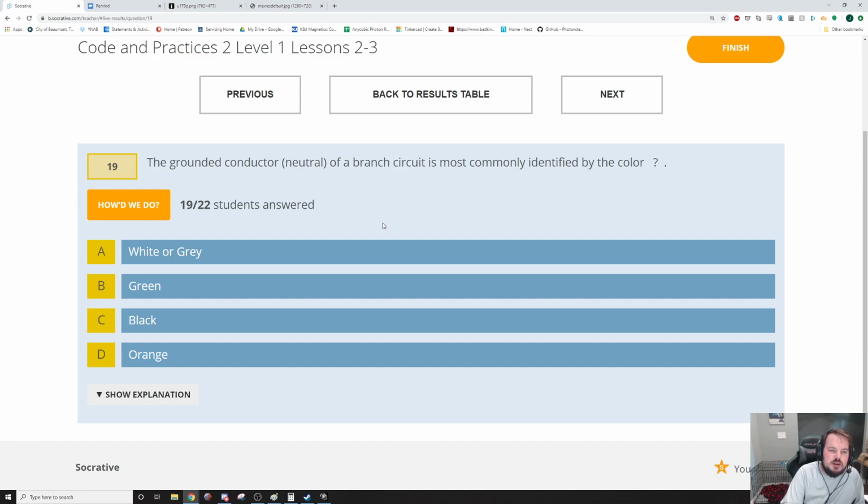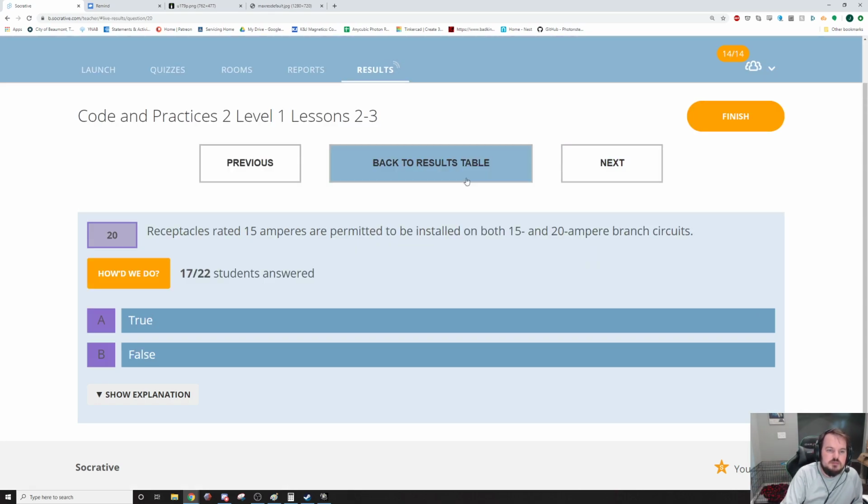The grounded conductor of a branch circuit is mostly identified by the color white or gray. Didn't put a code reference in the explanations, but you look up grounded conductor identification. Receptacles rated 15 amps are permitted to be installed on both 15 and 20 amp branch circuits.